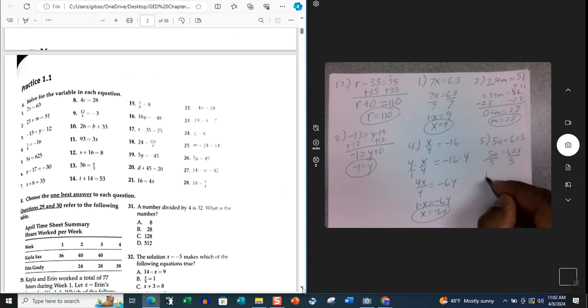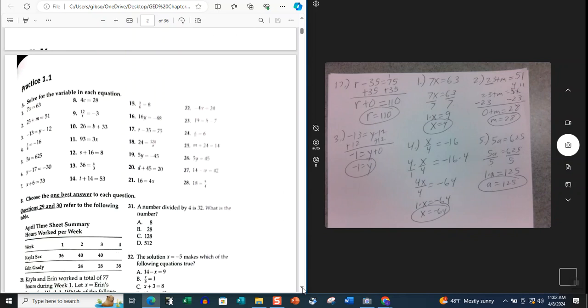So 5 divided by 5 is 1 times a is a. So we know this will end up being a. Now 625 divided by 5. Now you could take your calculator or you could divide this by hand, but that would be 125. So a is 125.